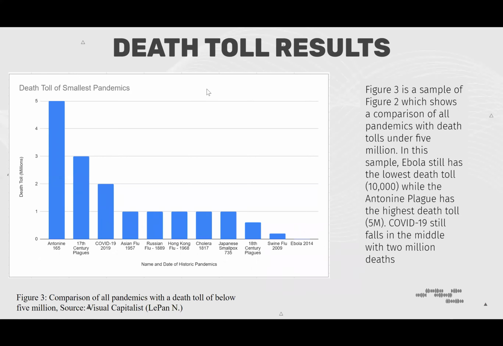Now, if we zoom into the second half of the graph, Figure 3 is a sample of Figure 2, which shows a comparison of all pandemics with a death toll under 5 million. In this sample, Ebola has the lowest death toll of approximately 10,000, while the Antonine Plague has the highest death toll of 5 million. COVID-19 still falls in the middle with 2 million deaths.